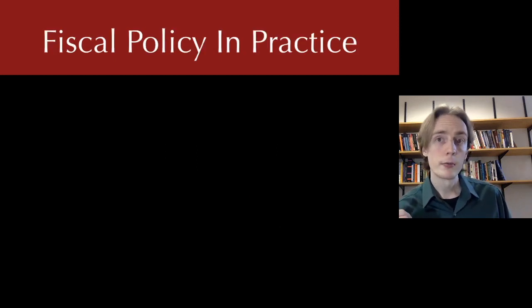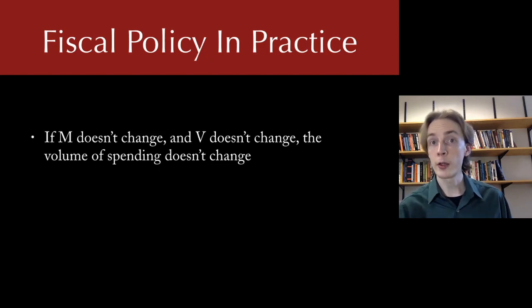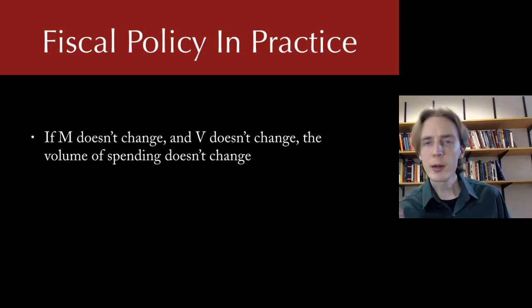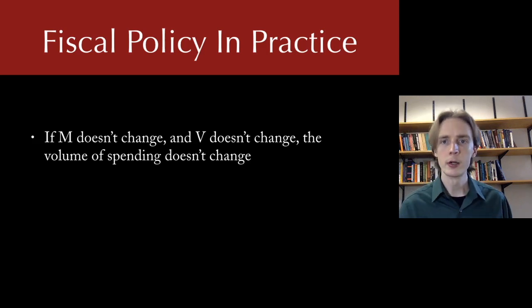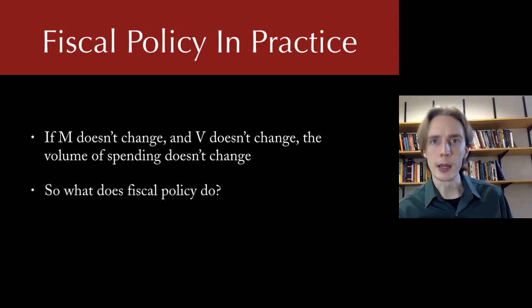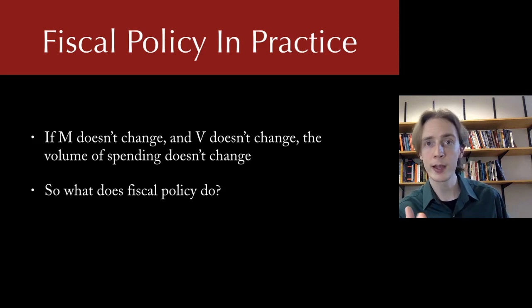Now we know from talking about this earlier that the volume of spending depends on the money supply and velocity, right? Or in other words, money supply and money demand. So if the money supply doesn't change, and if money demand doesn't change, the volume of spending is not going to change either. So where does fiscal policy come in? If G rises, does that affect the money supply? Does that affect money demand? Or does that affect something else on the right-hand side of the equation?